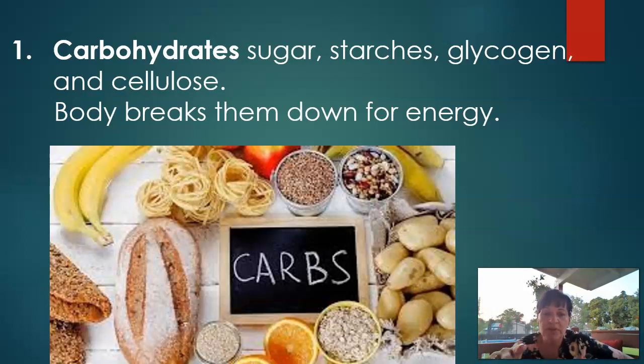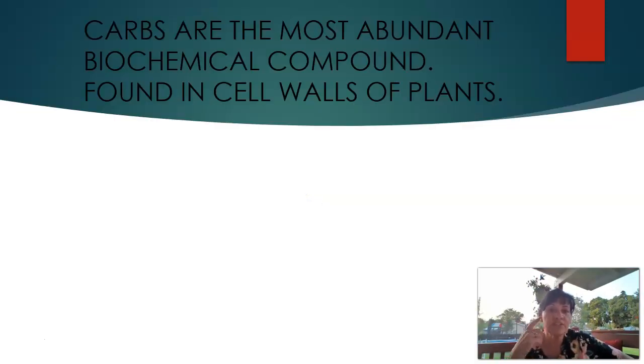So here's an example of a whole bunch of carbs. We've got pasta, breads, rice is really high in carbs. Potatoes, carbs. We do find carbs in some nuts, beans and grains, so oatmeal and barley, other types of grains. And then we also find some carbs in fruits, and some fruits are higher in carbs than others. The sweeter fruits will have more carbs in them, and our body breaks them down for energy, okay? Carbs are the most abundant biochemical compound found in the cell walls of plants.